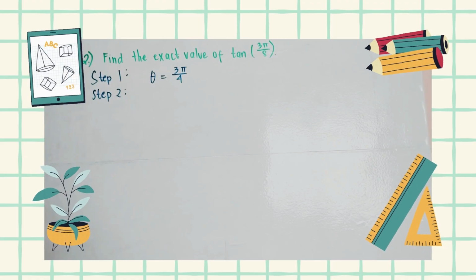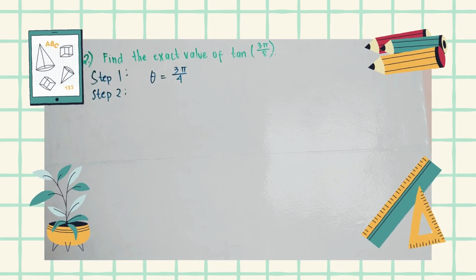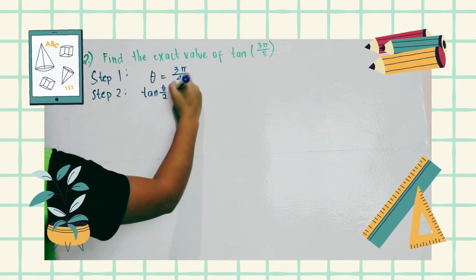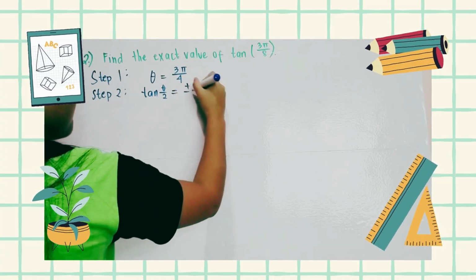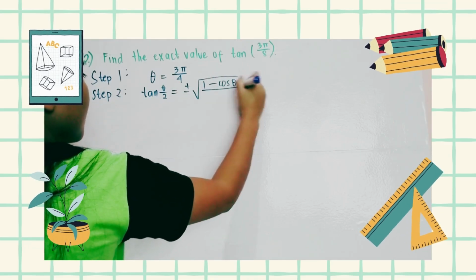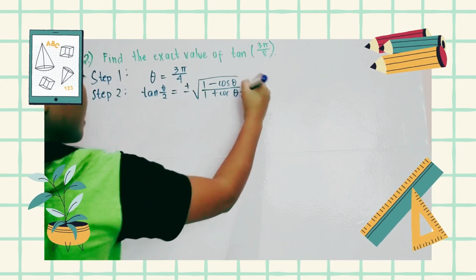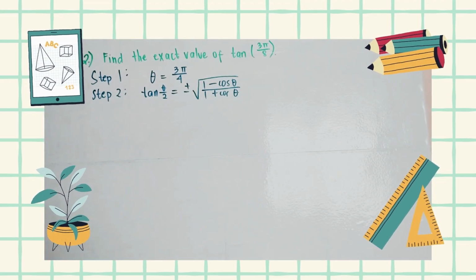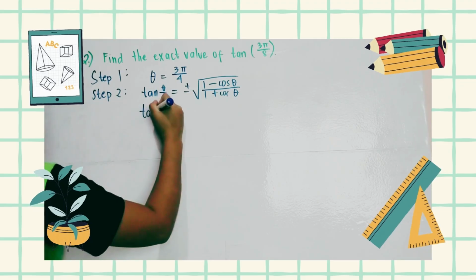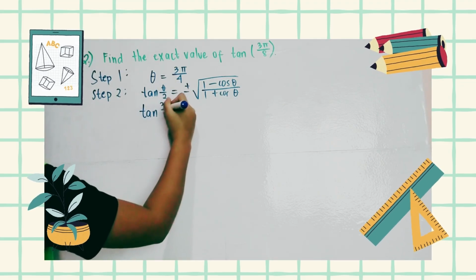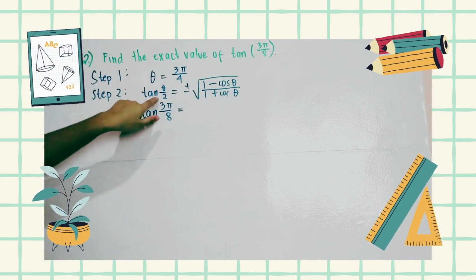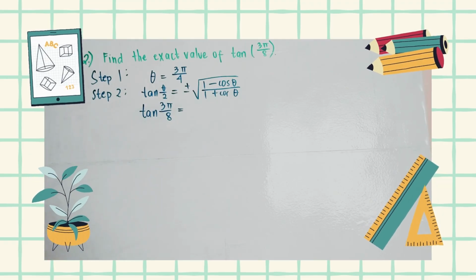Step 2. Let us recall the half-angle formula for tangent. Now we have here tangent theta over 2 is, now substitute theta with 3 pi over 4. As you can see, 3 pi over 4 over 2 is 3 pi over 8, in case you're confused.